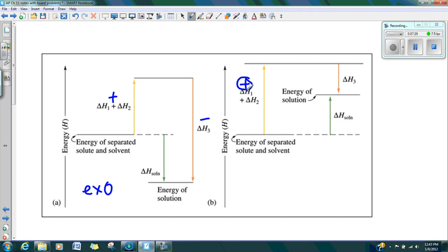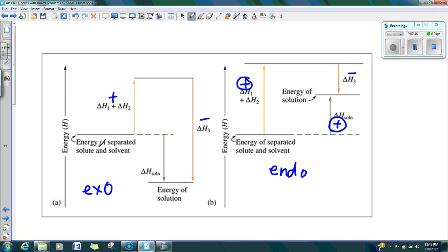So we have this endothermic reaction here, and we have a little bit of energy being given off, but for the most part, the energy is remaining in the solution. And so this is going to be an endothermic diagram.